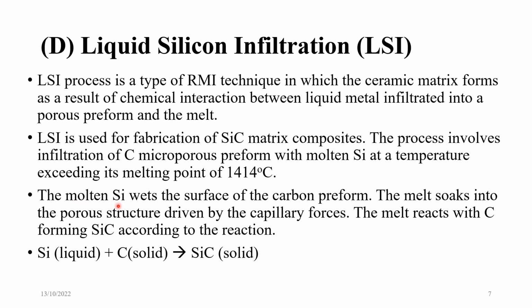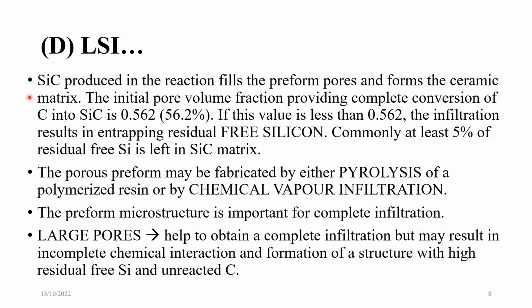The molten silicon wets the surface of the carbon preform, so we are interested in the wetting or the contact angle. The melt soaks into the porous structure driven by the capillary forces. The melt reacts with carbon forming silicon carbide. So you have liquid silicon, you have solid carbon, and then solid silicon carbide. Now silicon carbide produced in the reaction fills the preformed pores and forms the ceramic matrix.